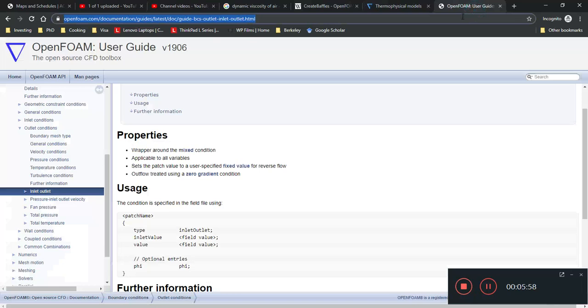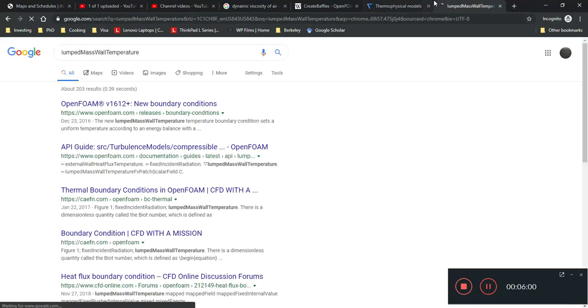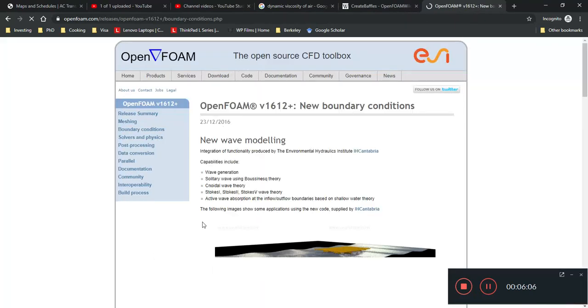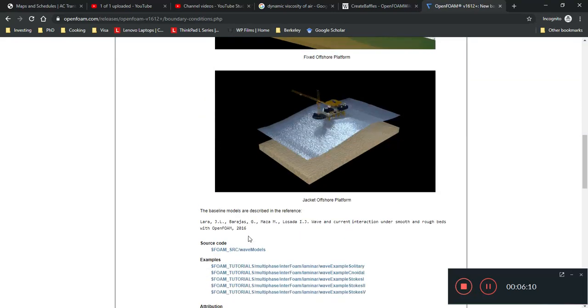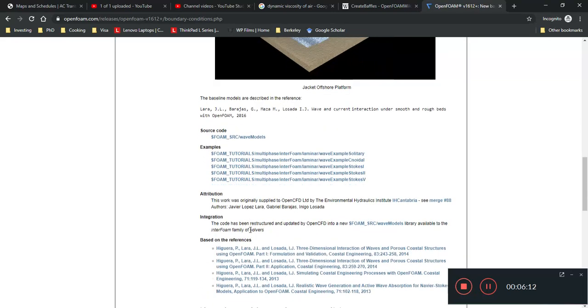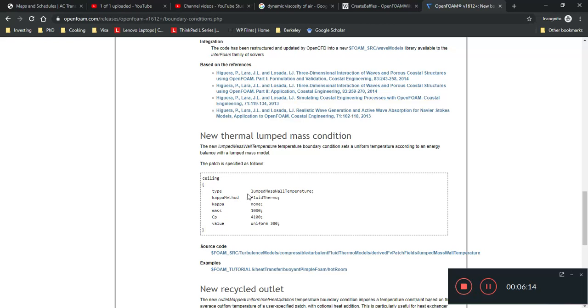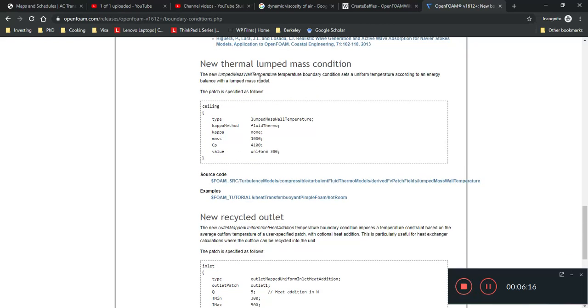Alright, so let's take a look at lumped mass wall temperature boundary conditions. So we'll see this on openfoam.com. This is the temperature boundary condition, okay? So this is the update, the thermal lumped mass condition. So this is the one you're talking about. The new lumped mass wall temperature boundary condition sets a uniform temperature according to energy balance with a lumped mass model. What does that mean?